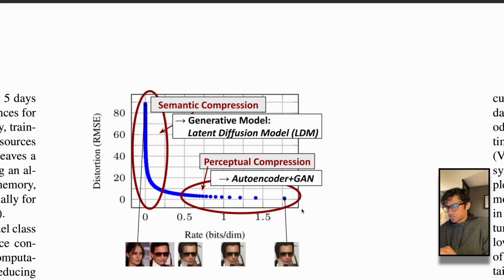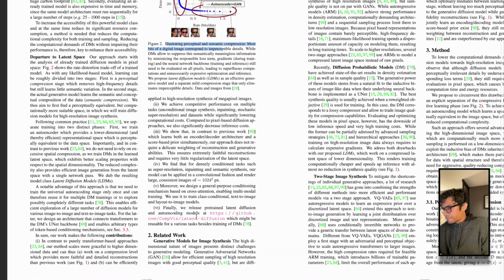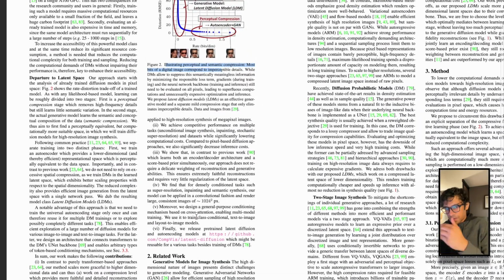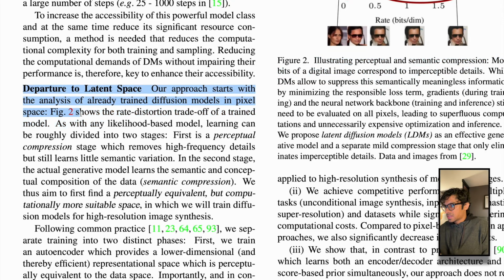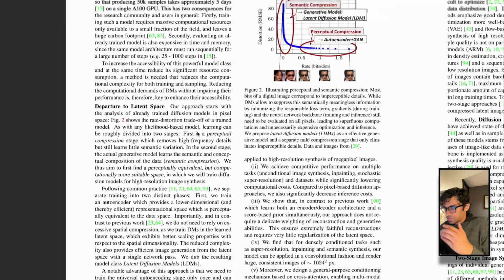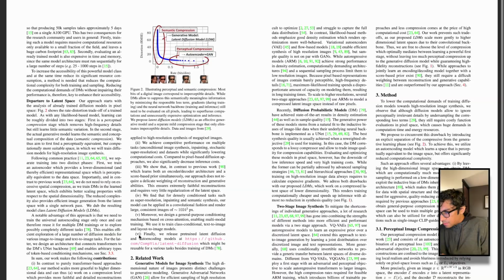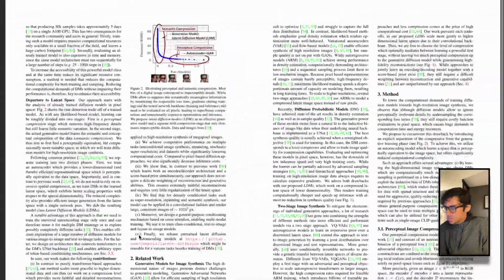Thinking about it right through and through would be difficult for me. But I think if I go through the paper, not just seeing the image but also reading it, like departure to latent space and the rate-distortion trade-off, then maybe I can answer. So that's for later sections. First, let's just look at this.